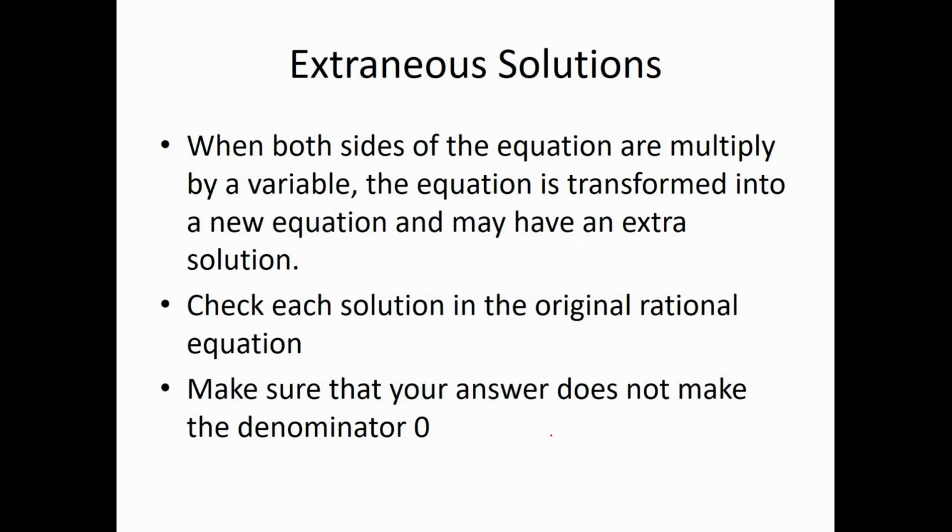But every time na magkakaroon tayo ng quadratic equation, we can expect na magkakaroon tayo ng tinatawag nating extraneous solutions. So, extraneous solutions. When both sides of the equations are multiplied by a variable, the equation is transformed into a new equation and may have an extra solution. So, kapag extraneous solution, hindi lang siya nagkakaroon ng isang solution, pwede siyang 2 or more. Kapag nakakuha kayo ng extraneous solution, then you are required to check each solution in the original rational equation.